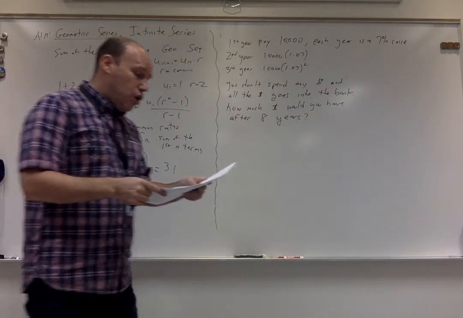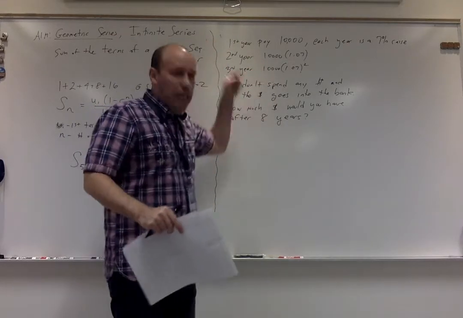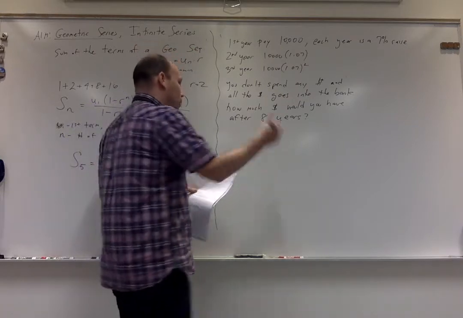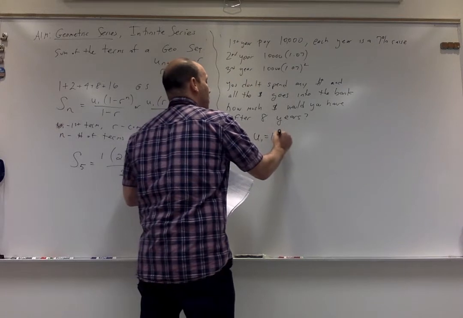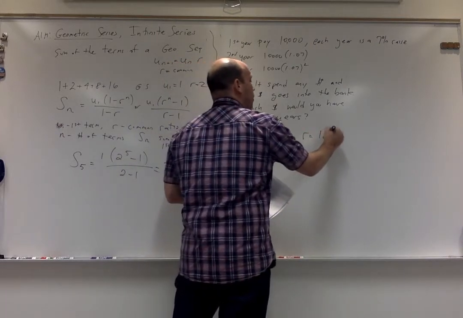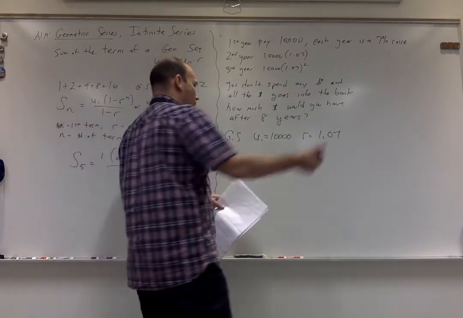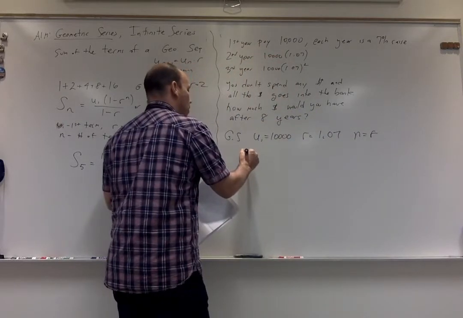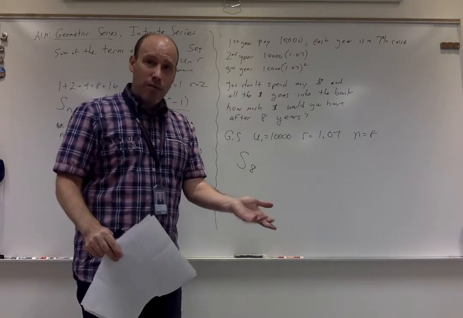So you realize that because each year you keep multiplying by 1.07, it's a geometric sequence. The first year is $10,000, and you know the common ratio is 1.07. And so n equals 8. What is S of 8? Take a second to figure that out.